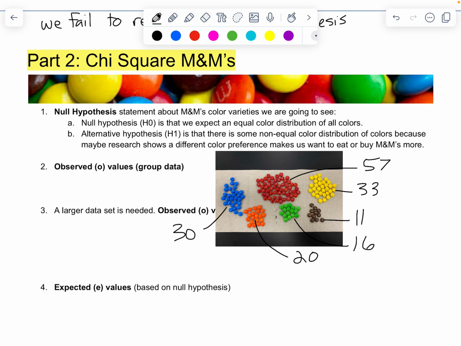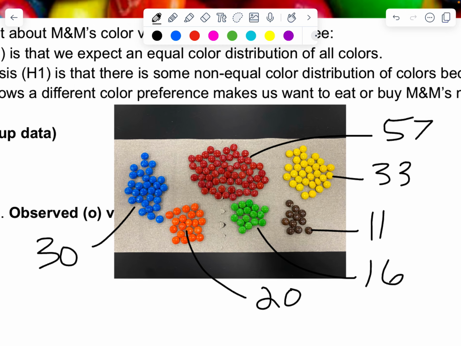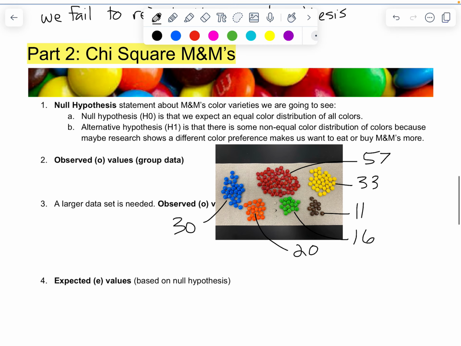And just to save time, I already took a bunch of M&Ms from a bag of M&Ms and dumped them out and sorted them into color piles. It looks like there's 6 different colors, and each of those colors has a number, right? So 30 blue, 20 orange, 16 green, 11 brown, 33 yellow, and 57 red.